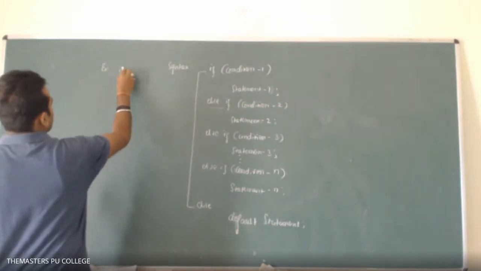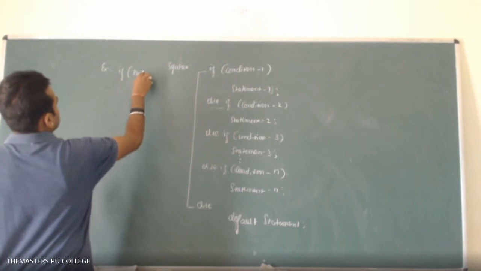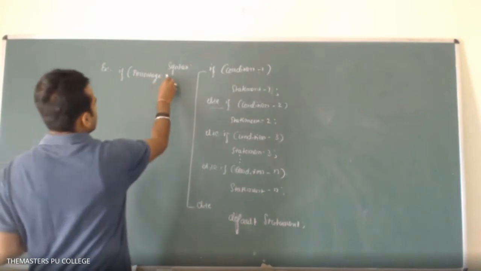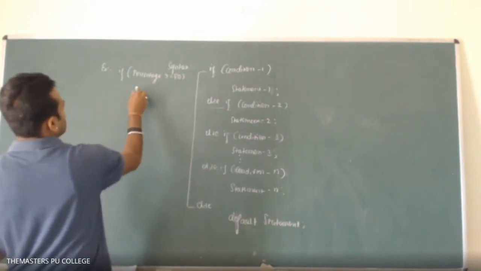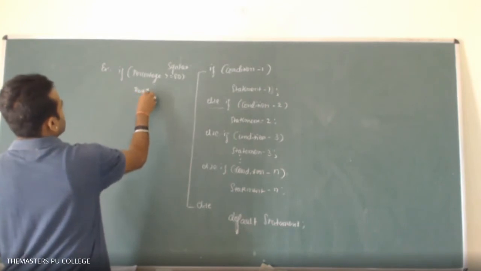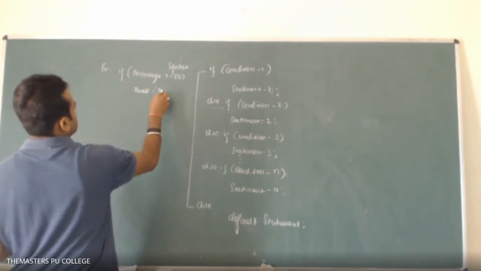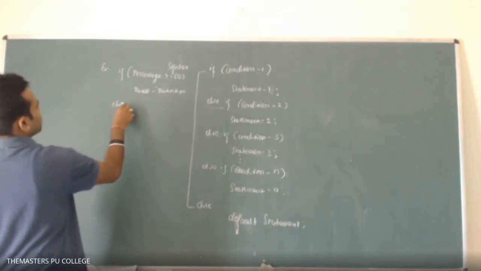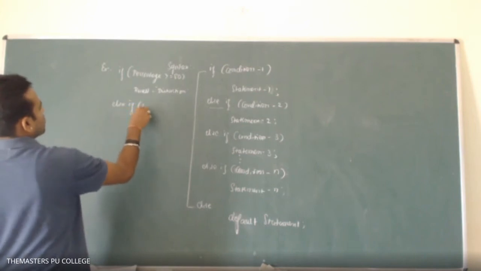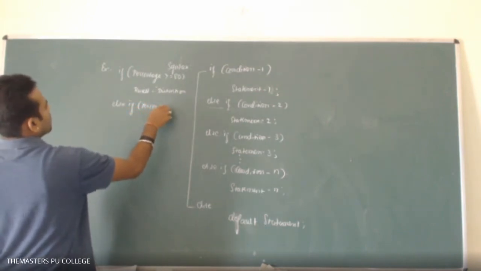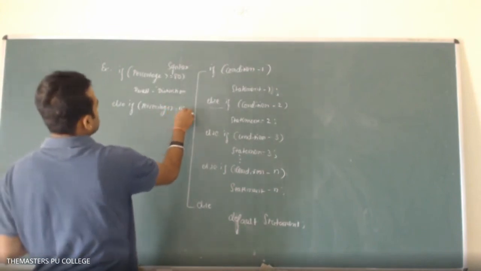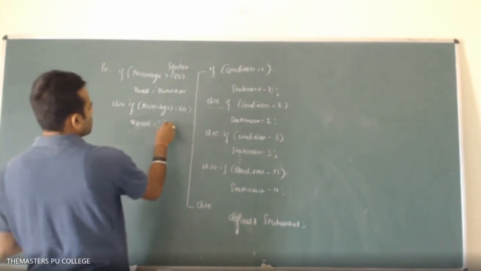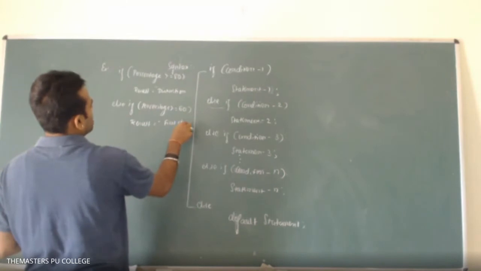So consider if percentage of a student is greater than or equal to 80, then the statement called result should be output. What is the result? Distinction. Else if percentage is greater than or equal to 60, what happens? Result should be first class, right?